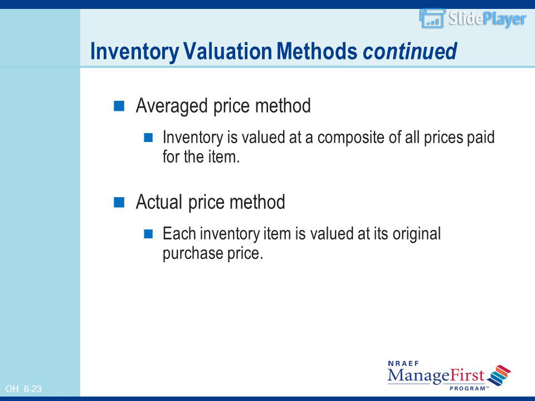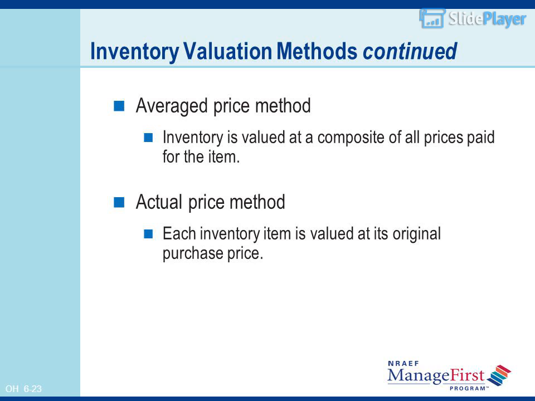Average price method. Inventory is valued at a composite of all prices paid for the item. Actual price method. Each inventory item is valued at its original purchase price. Instructor's notes. Point out that the average price method is rarely used by food service operations. Point out that operations that use a POS system frequently use the actual price method.